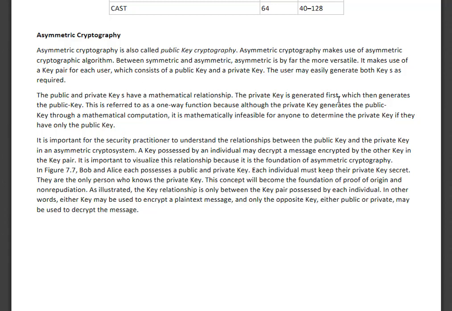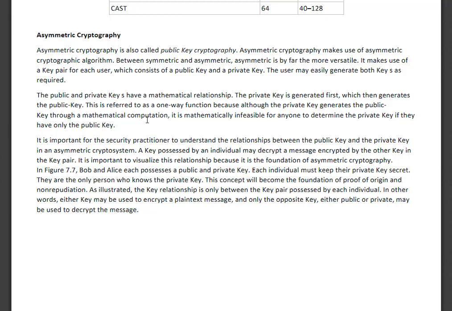The private key is generated first, and it in turn generates the public key. It's referred to as a one-way function because although the private key generates the public key, it doesn't work the other way. You cannot use the public key to regenerate the private key. It's mathematically infeasible.